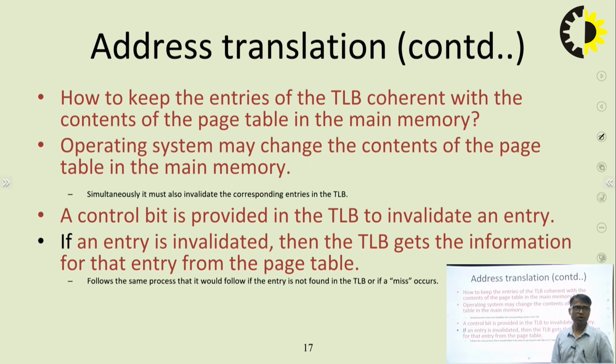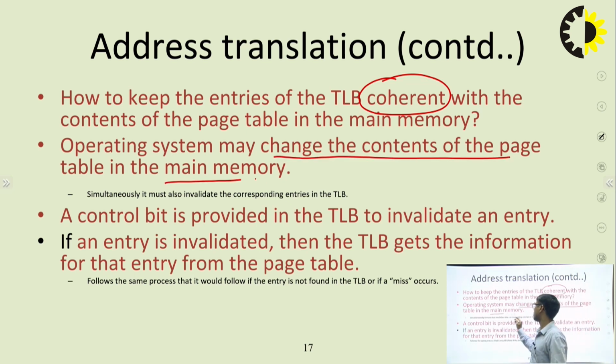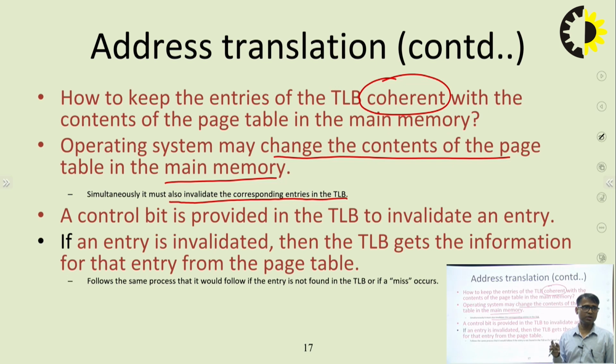Okay, so how do we keep the entries of the TLB coherent with the contents of the page table in the memory? There are two copies: one copy is in the TLB, another is in the page table. The whole copy is in the page table and a part of that is kept in the TLB. So should it be coherent? Yes, it should be coherent with the contents of the page table in the memory. The operating system may change the content of the page table in the main memory. Yes, it can update it, so it must simultaneously invalidate the corresponding entries in the TLB. If there is a change in the page table, it should be reflected in the TLB. Otherwise, there will be a mismatch. That is called coherency.